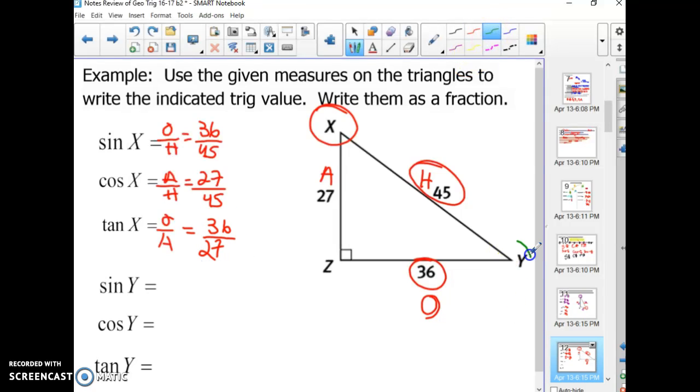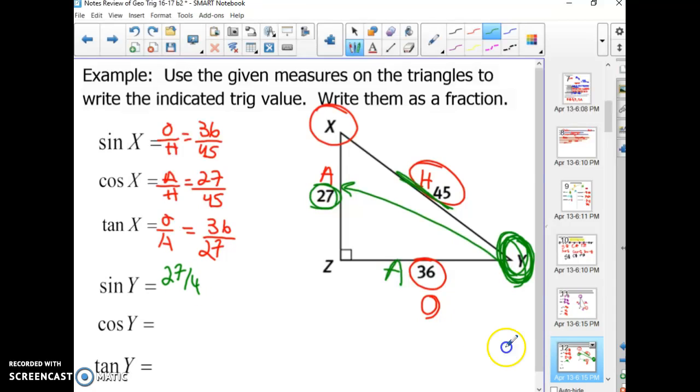My tangent is 36 over 27, and we're done. So I then can go to angle Y and have that be my angle of interest. Hypotenuse doesn't change. So for that, the opposite is 27. My adjacent is 36. So then sine of Y, 27 over 45. Cosine of Y, 36 over 45. And the tangent of Y, 27 over 36.